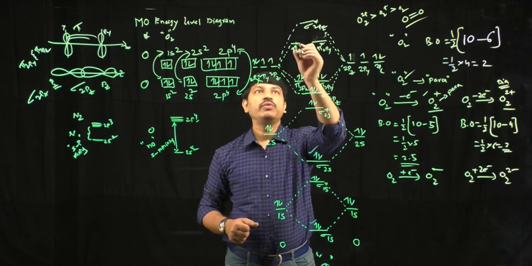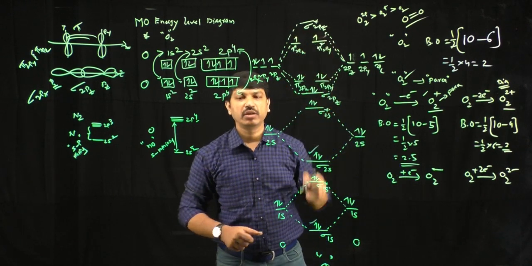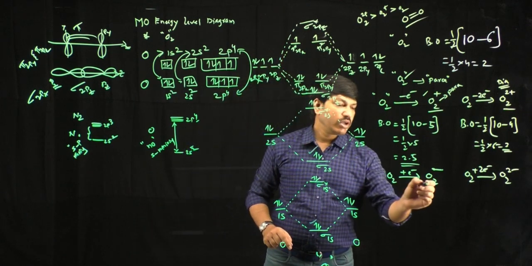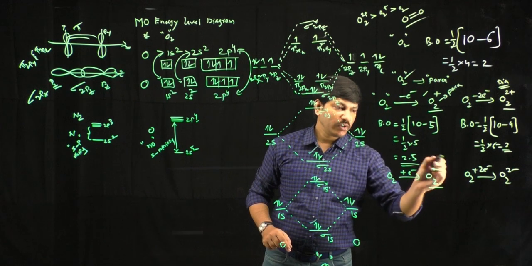This is the O2 molecule. We have 2 unpaired electrons in this manner. This is actually the O2 MO level diagram. Yes or no? But now, what are we actually looking for?